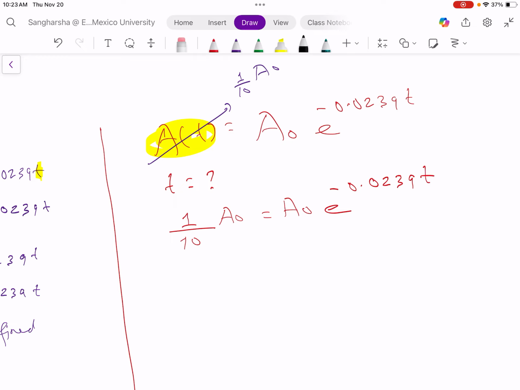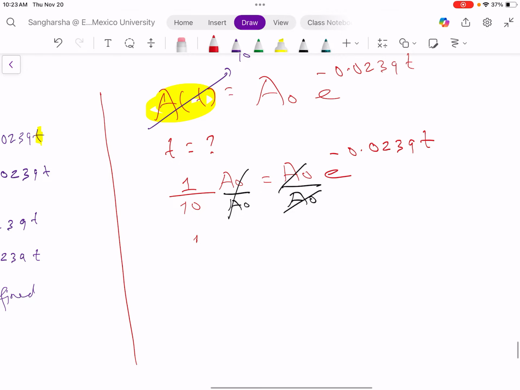We get the exponential expression by itself on both sides by dividing both sides by A naught. So this is 1, this is 1. So we have 1/10, which is 0.1, equals e to the power negative 0.0239 t. Now, can you find the value of t from here? We have an exponential equation. What will be our next step?